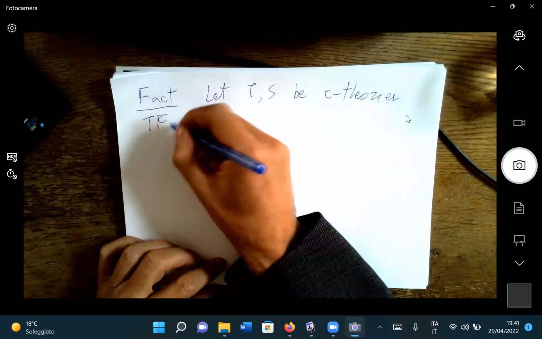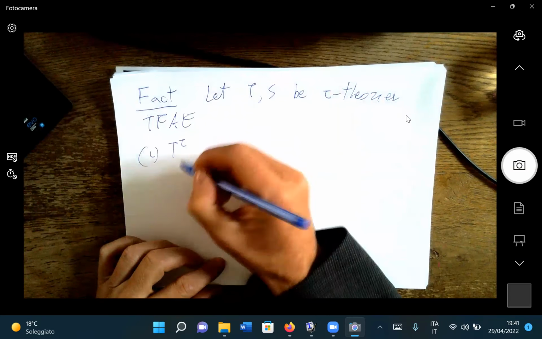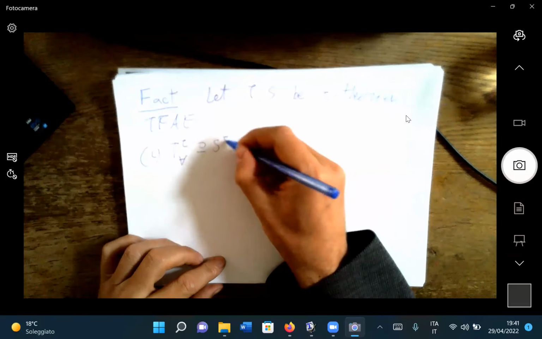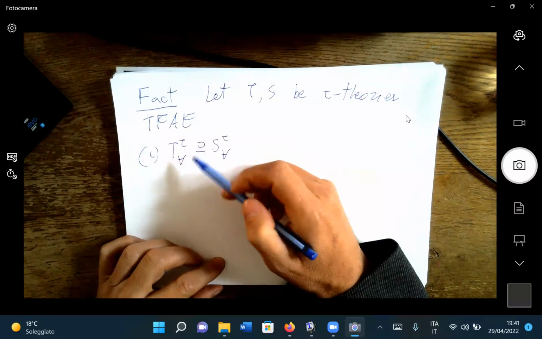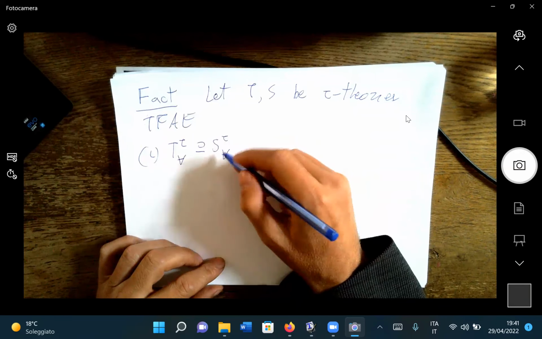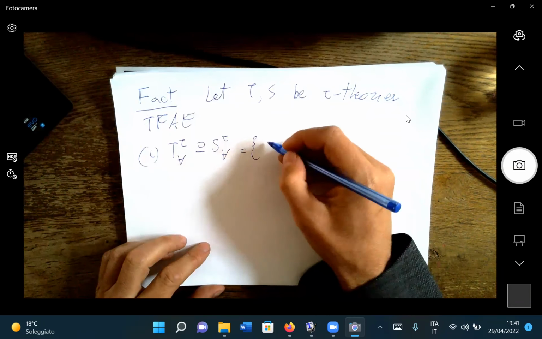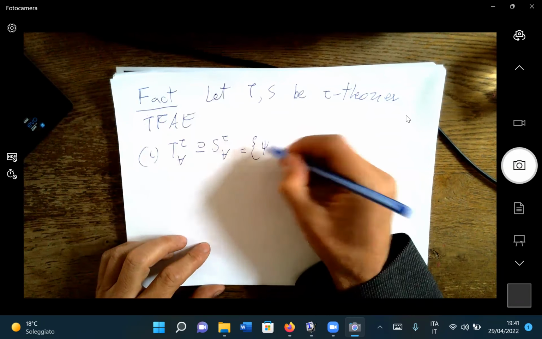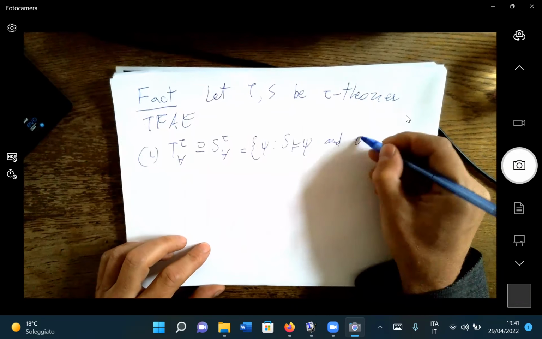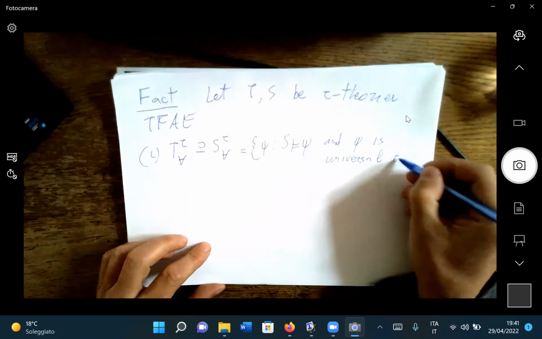The following are equivalent. One, T... I'm very picky and extremely redundant in notation, but we will soon see that this is convenient to some extent. What is this? Let me say it for S: S tau for all, and the same applies to T tau for all. These are the psi such that S models psi and psi is a universal tau sentence.